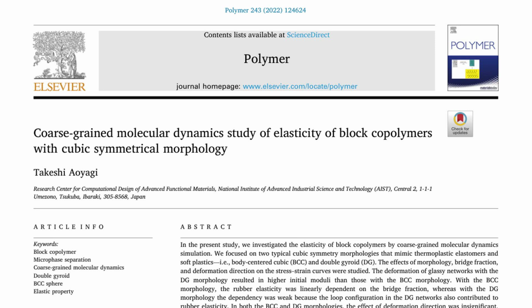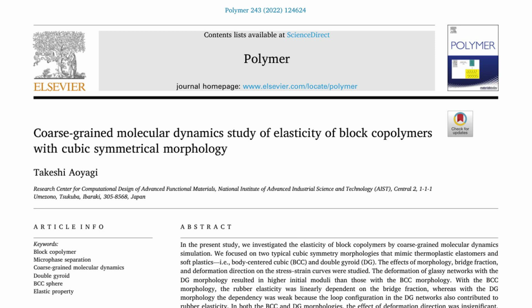The researchers note that the effect of deformation direction is insignificant in both the BCC and DG morphologies, which contradicts experimental results. They suggest that this discrepancy may be due to the limitations of the coarse-grained bead spring model used in the glassy state simulations.